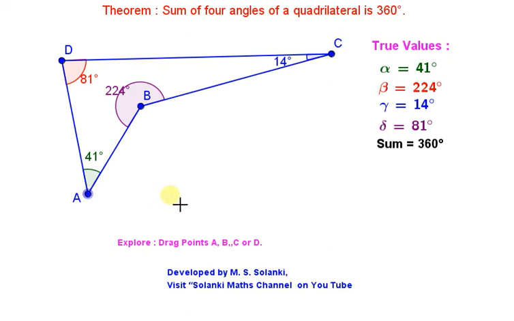Look here also: 81 plus 41 plus 40, 4 plus 1, 5 plus 1, 6 plus 4, 10. 10 is 0 and 1 carries, 2 plus 2, 4, 4 plus 4, 8, 8 plus 8, 16, 6 and 1 carries. So 2 plus 1, 3.